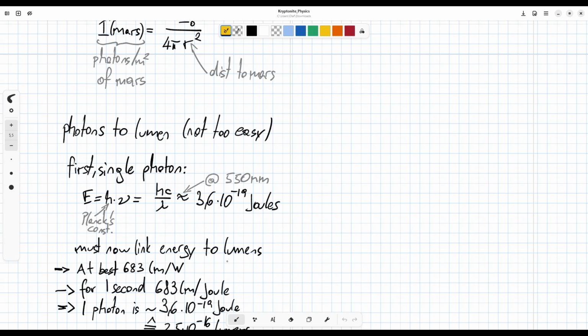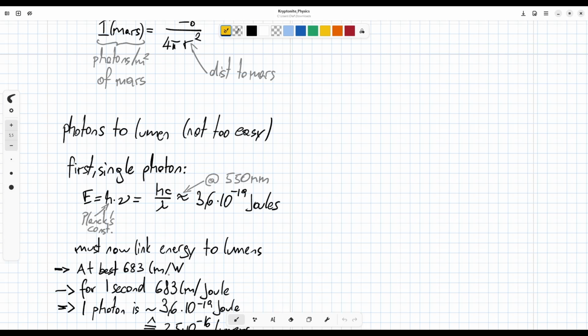So we now need to link energy to lumens. At the very best, there's a physical limit of 683 lumens per watt. So if all of the energy is being put out as light, 683 lumens per watt is the best we can do. Typically, things are quite a bit below that. For example, a star is only about 300 lumens per watt. But we only want a rough magnitude so that we can develop a little feeling on how good this is. So we say 683 lumens per watt.